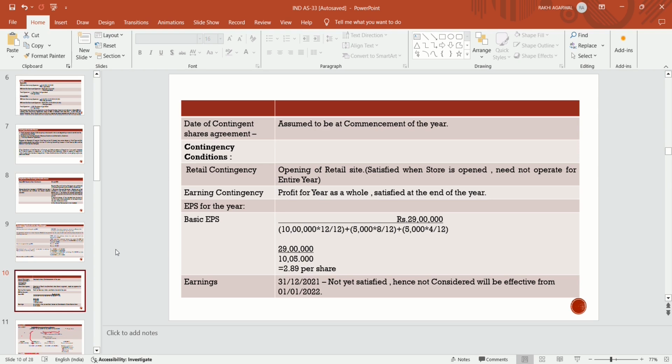So basic EPS is 29 lakhs divided by 10 lakh 5,000. So it becomes 2.89 per share. See, the effect of the retail contingency is given in the calculation of basic EPS.